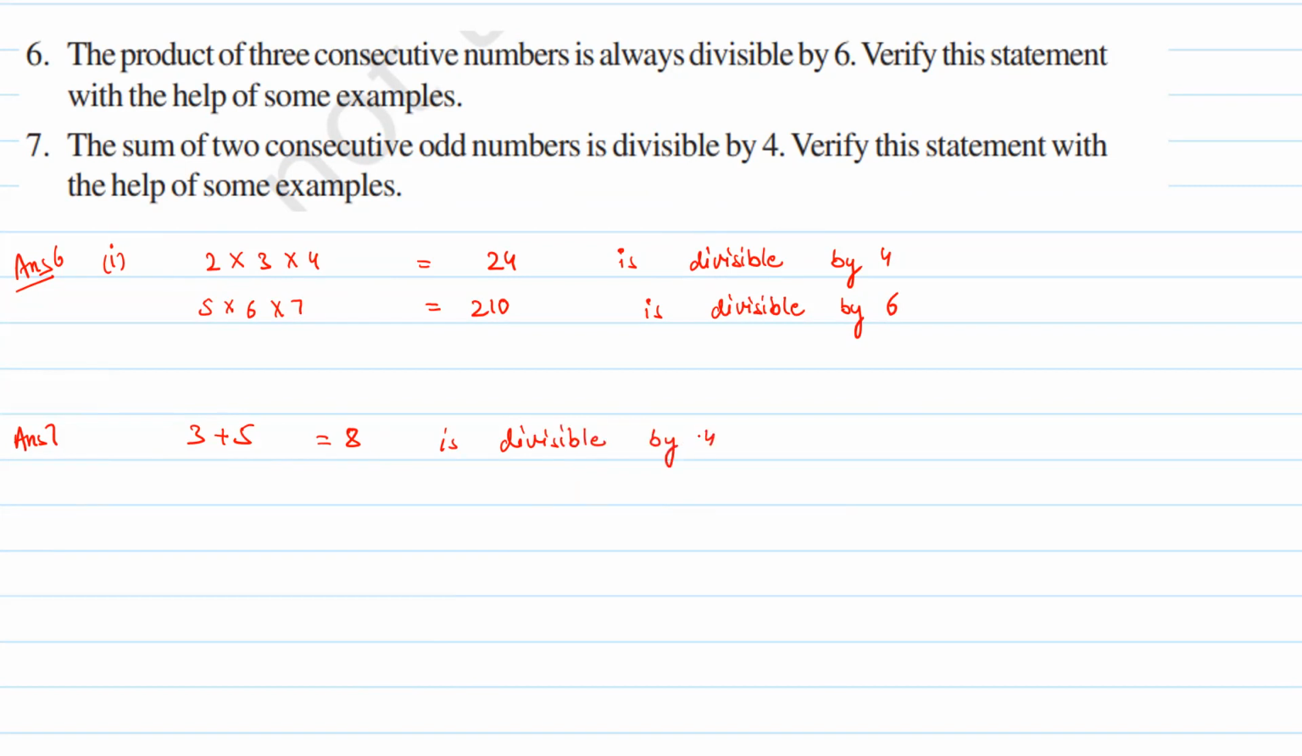Let's take any other. We can give many examples. If we have 13 plus 15, which is 28, is divisible by 4. Then we can have any other also. Consecutive odd, 7 plus 9, which is 16, is divisible by 4. So you can give many others. Okay.